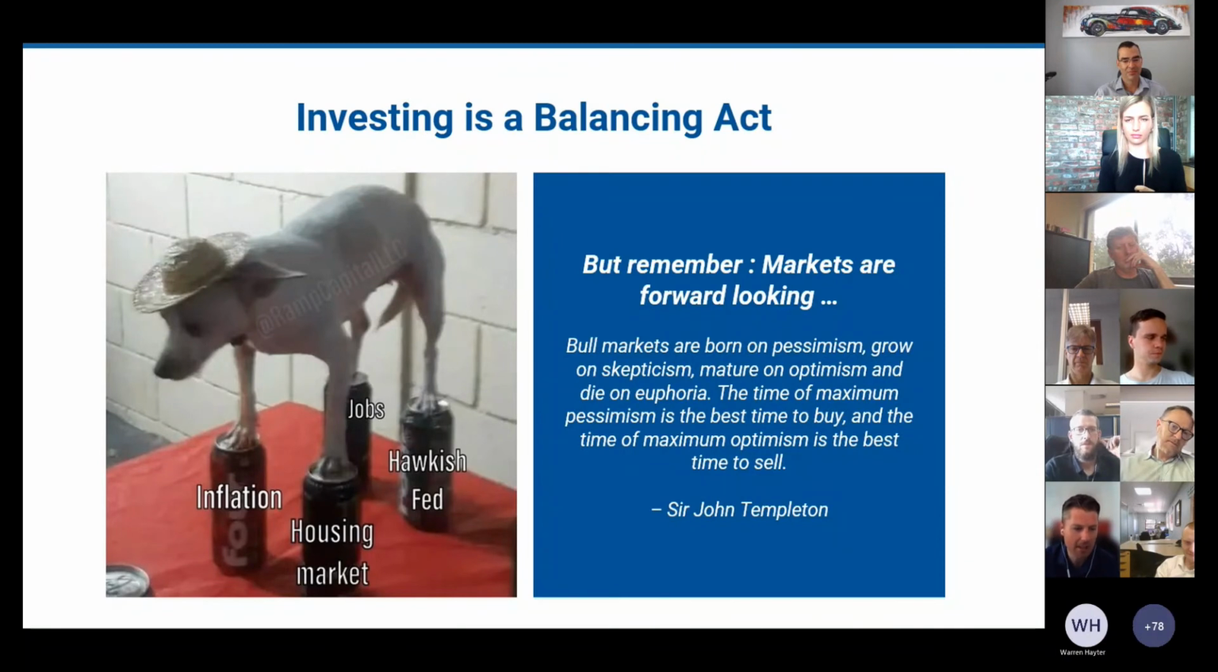But I think the key for us is that markets are forward looking, and I'd like to reiterate the quote that Ian shared at the beginning from Sir John Templeton: bull markets are born of pessimism, grow in skepticism, mature in optimism, and die in euphoria. The time of maximum pessimism is the best time to buy. The time of maximum optimism is the best time to sell. And as we said, I don't think we can emphatically say that we're at the time of maximum pessimism, but we're definitely getting very close.